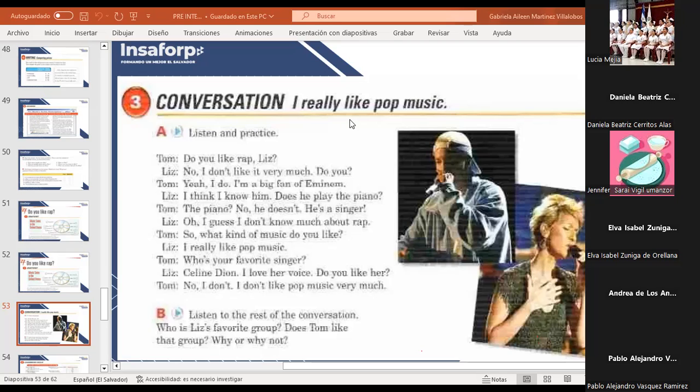Do you like rap, Liz? No, I don't like it very much. Do you? Yeah, I do. I'm a big fan of Eminem. I think I know him. Does he play the piano? No, he doesn't. He's a singer. Oh, I guess. I don't know much about rap. So what kind of music do you like? I really like pop music. Who's your favorite singer? Celine Dion. I love her voice. Do you like her? No, I don't. I don't like pop music very much.